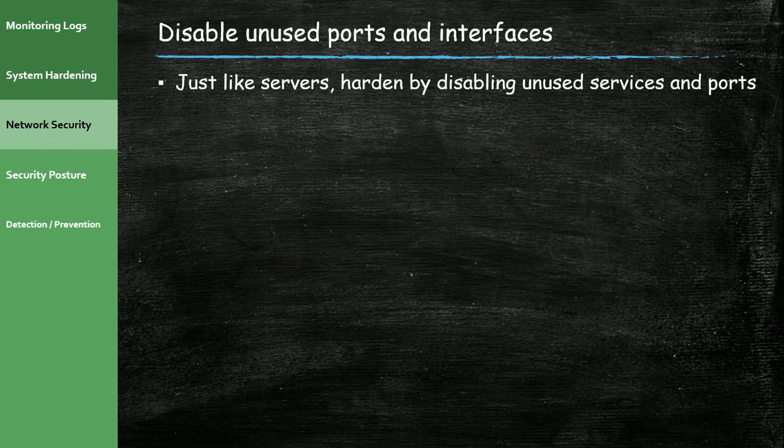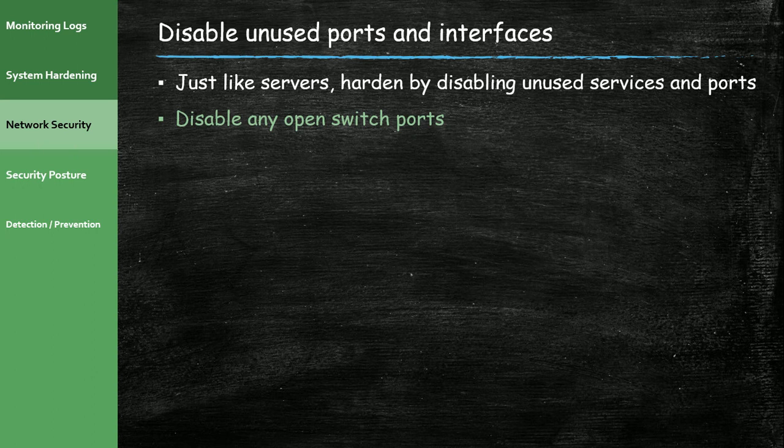So finally, we're talking about disabling unused ports and interfaces. So just like servers, we can harden by disabling unused services and ports on our network devices. We can disable any open ports, any switch ports. So if you've got a 48-port switch, but you're only using 24 of those ports, you can disable all the other ones. And if you can't disable them, you can put them in an isolated VLAN, so if you plug something into them, the traffic's not going to go anywhere. It'll be disconnected from the active ports.